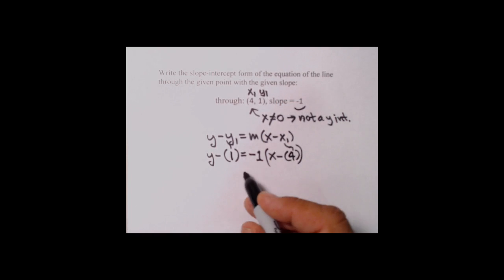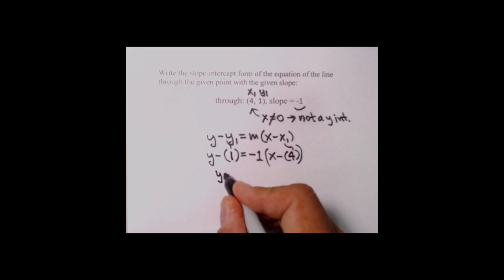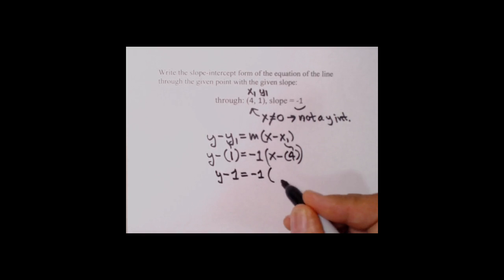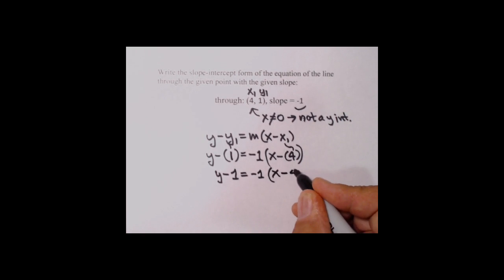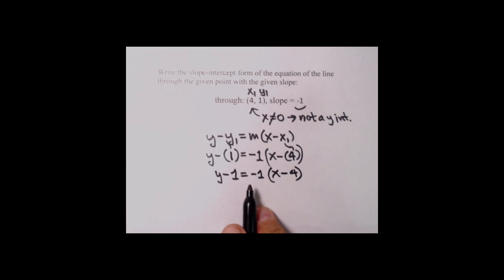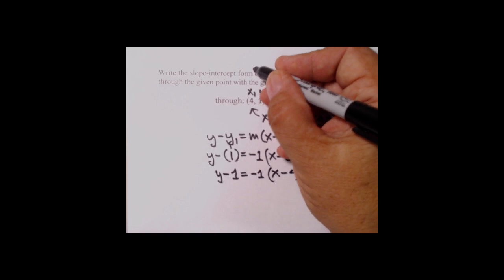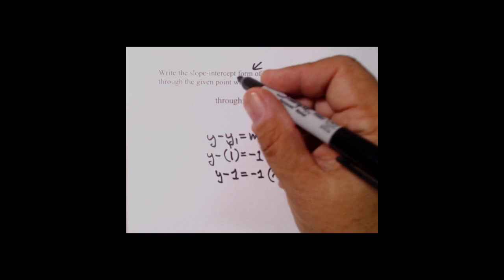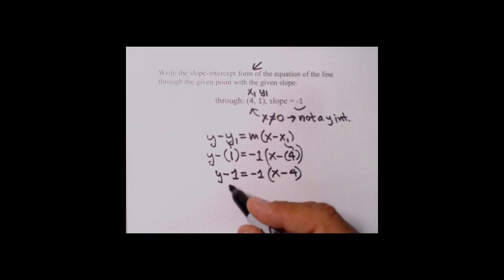Okay, so cleaning this up, there's only a single sign here. I've got y minus 1 equals negative 1 times x minus 4. Now, this is point-slope form, and if that's all they wanted, we could stop right there like we did in the last example. But they want the final answer in slope-intercept form. Well, that's easy to do. You just solve this guy for y equals.